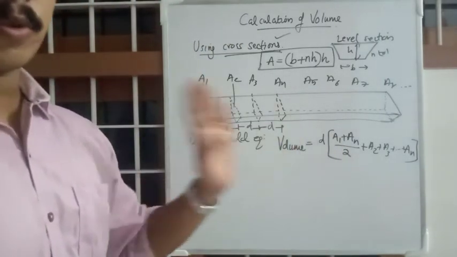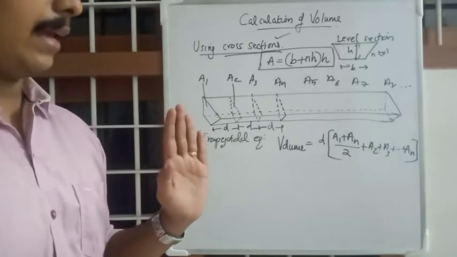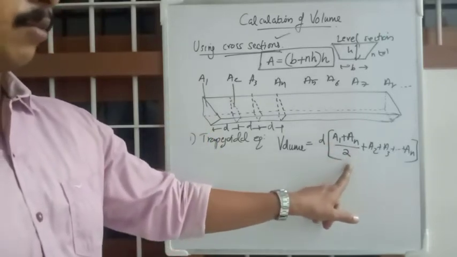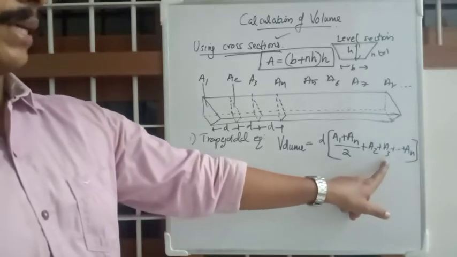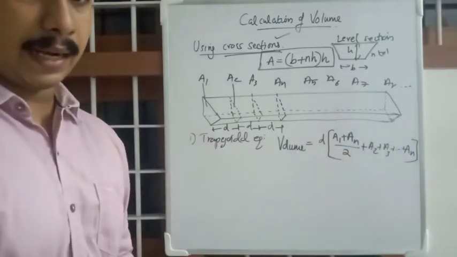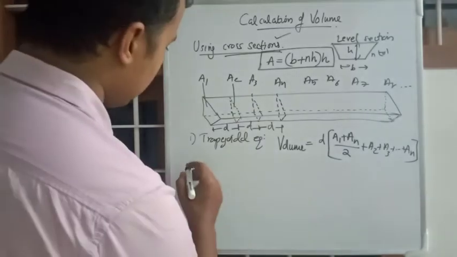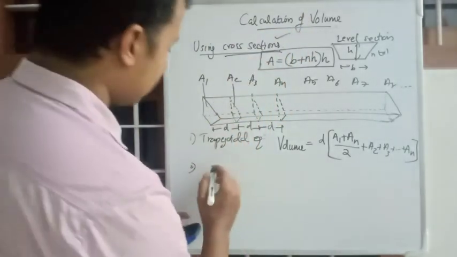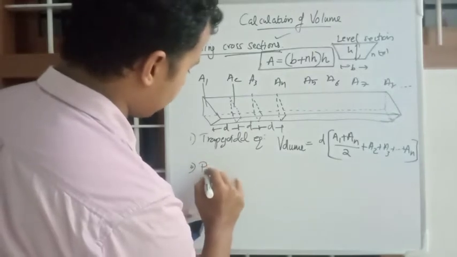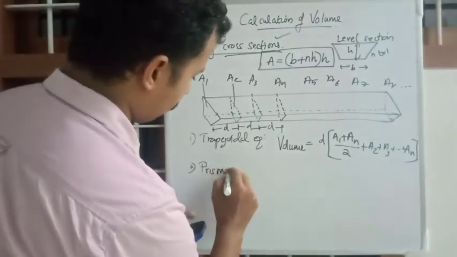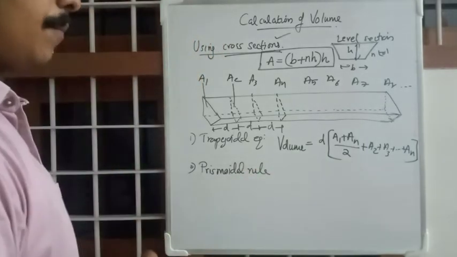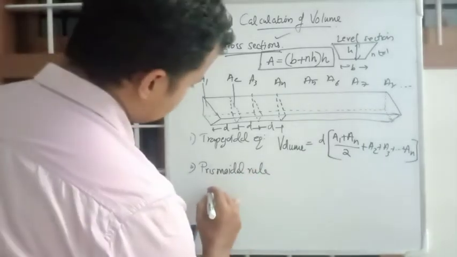Instead of O, we are substituting A, areas. D into A1 plus An divided by 2 plus A2 plus A3 plus etc. An. And we have one more equation, Simpson's equation, but in surveying calculation it is known as the prismoidal rule.